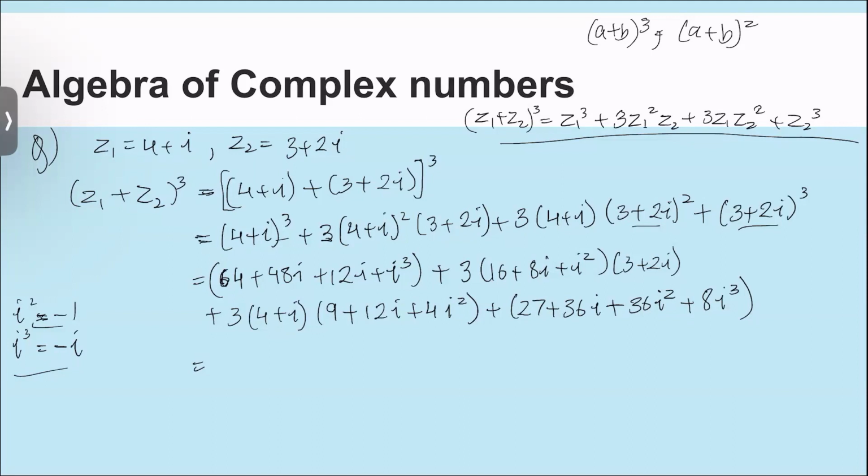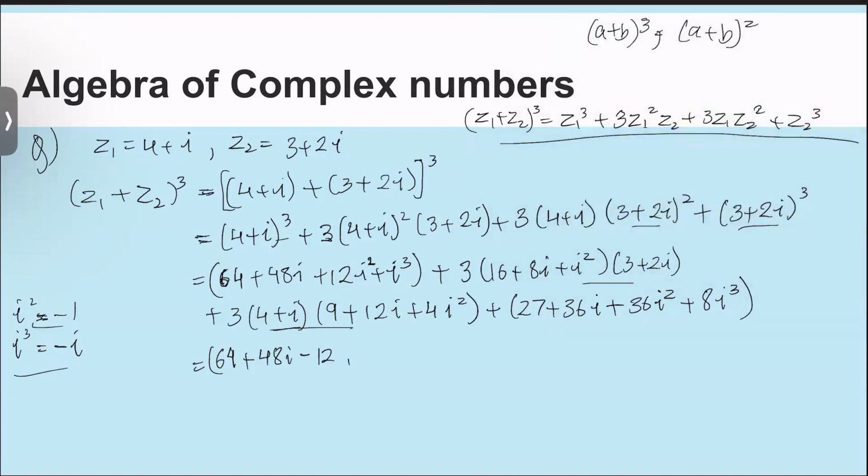Okay, so actually this would be 12i squared. Let's substitute for this, and also we will multiply these terms together and also these terms together. So you have 64 plus 48i. This remains. Now this is i squared, so you have minus 1, so this becomes minus 12. And i cube will be minus 1. Yeah, so this will not be minus 1, this will be minus i.